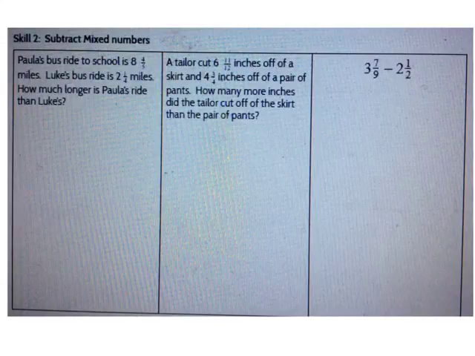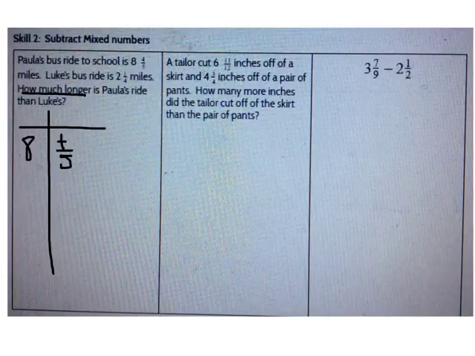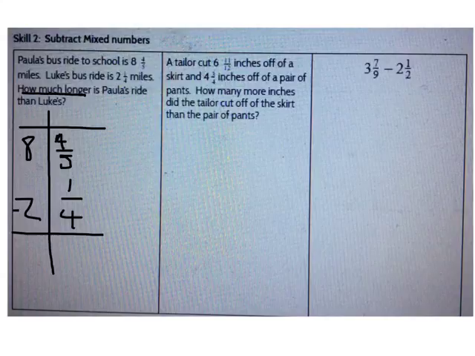What operation do I need to solve this problem? I need to subtract. I'm comparing the bus rides. I'm finding a difference. So I'm going to subtract 8 4/5 minus 2 1/4. Let's write those numbers into a T-chart. Remember, I want to start by subtracting the fractions because those are my smallest unit.